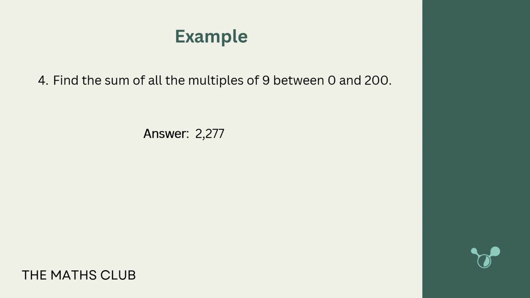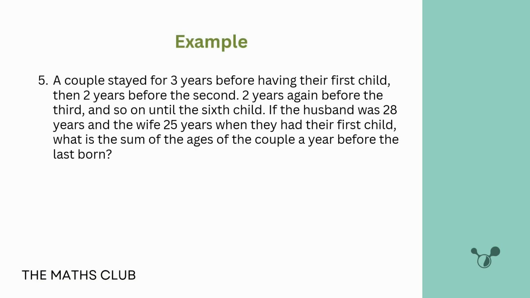2277. Now the next example is saying a couple stayed for 3 years before having their first child, then 2 years before their second, 2 years again before the third, and so on until the 6th child. If the husband was 28 years and the wife was 25 years when they had their first child, what is the sum of the ages of the couple a year before the last born?